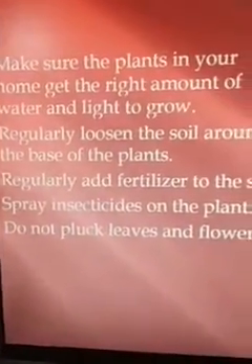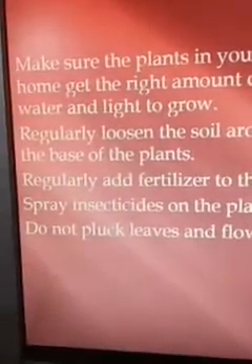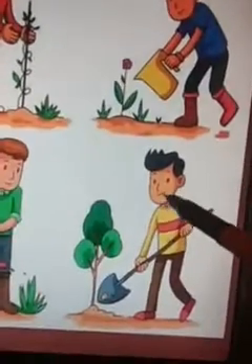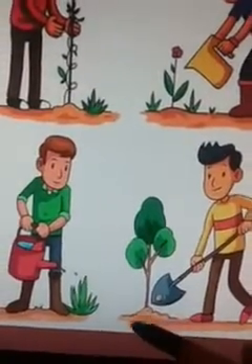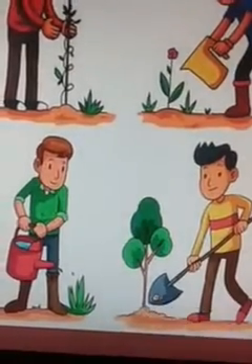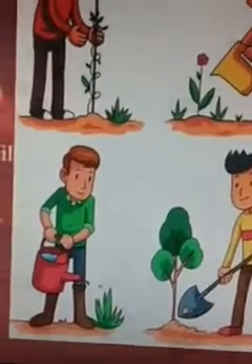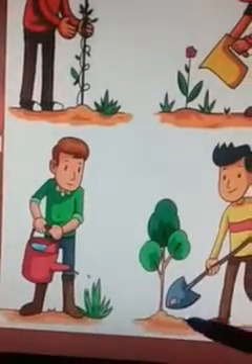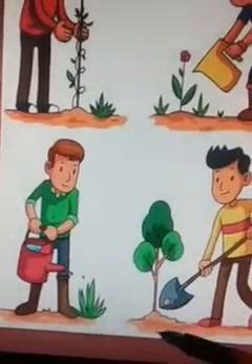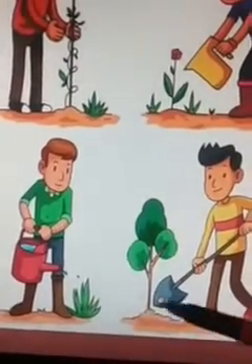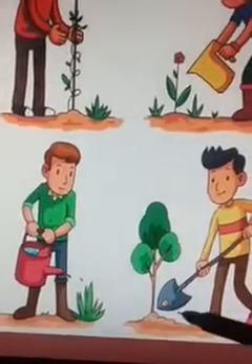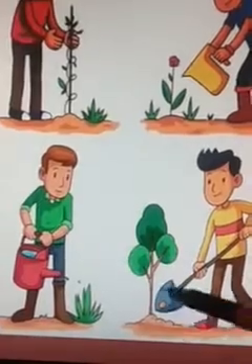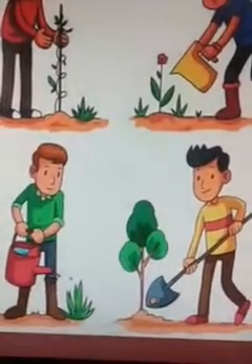Regularly loosen the soil around the base of the plant. See here, one boy is watering the plant and this boy is loosening. After planting a plant and growing, the soil will become hardened. So you have to take some sharp object and loosen the soil around the base of the plant. Why? Because the air will get trapped here and it is easy to absorb the water and minerals that are needed for the growth of the plant.